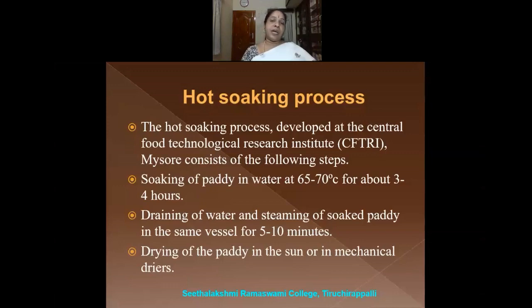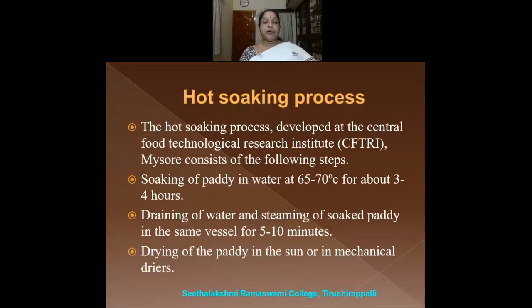So we are soaking it in hot water. After we soak in hot water for 3 to 4 hours, the excess water is drained and then it is steamed for 5 to 10 minutes. Now the paddy is dried under the sun or in mechanical dryers. Mechanical dryers are large machines that are electrically operated, and you can dry it in the dryers also, or you can dry it under the sun.